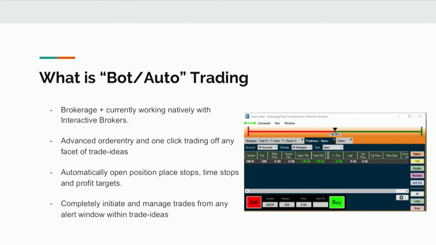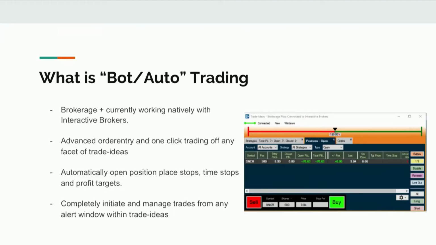So what is auto trading or bot trading? Trade Ideas currently links with Interactive Brokers with their Trade Ideas Brokerage Plus. If you're at all experienced with Trade Ideas, you know that there are top list windows that just sort all the data by whatever you want, and then there are alert windows, which you can have trigger a certain event based off criteria filtered down by any filter that you want.